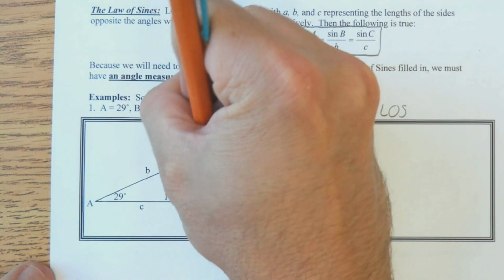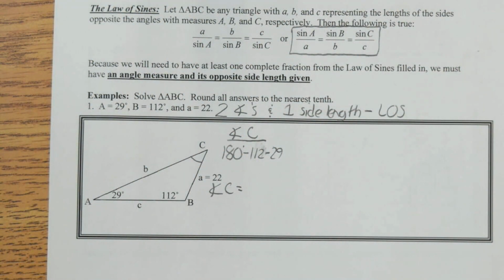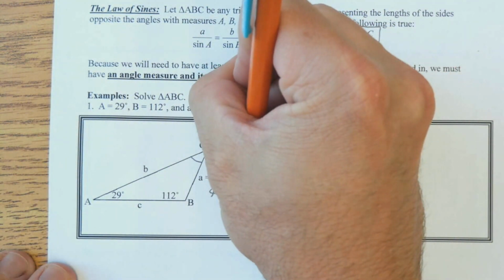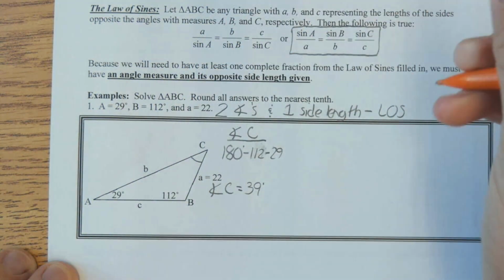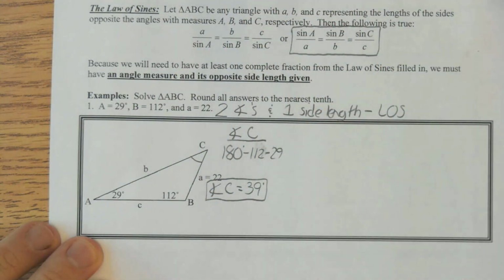Okay, and when we do that, I'm using my calculator here, 180 minus 112 minus 29, and we find out that angle C is 39 degrees. Okay? So there's the first of the three unknown parts solved for. Angle's always going to be the easiest with this.